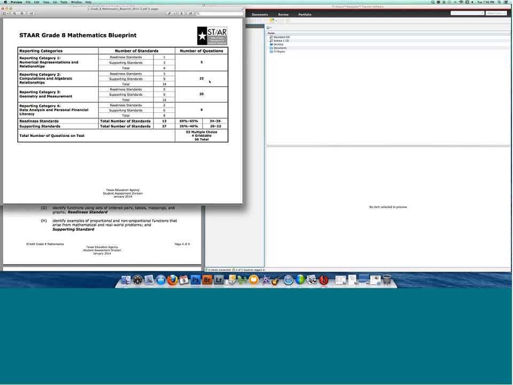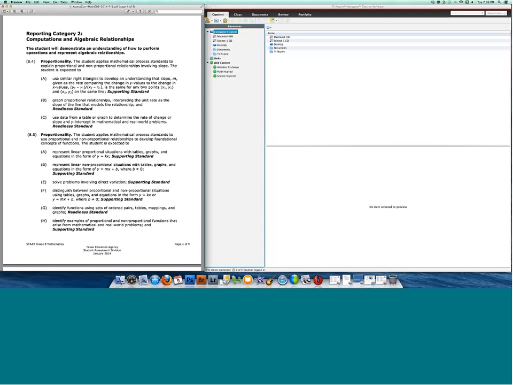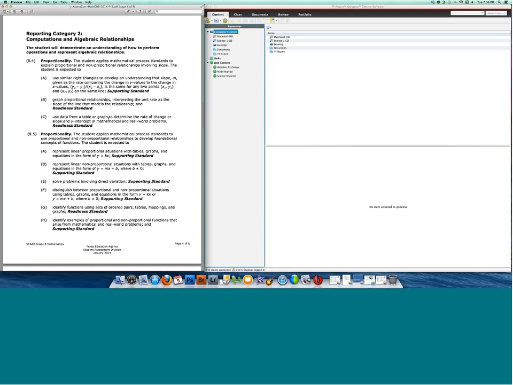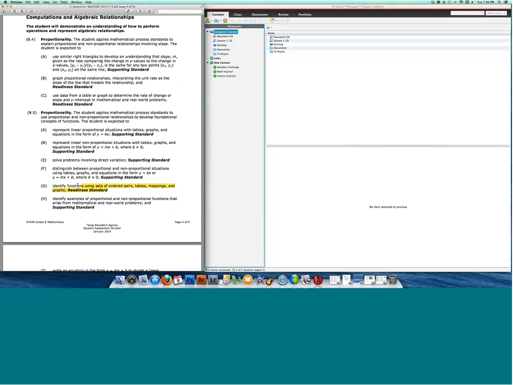So here's the blueprint. Essentially, what I was mentioning was the fact that this is a really big reporting category for 8th grade. And within that reporting category, on the assessed curriculum document, we have this standard right here, which is 8.5G, identify functions using sets of ordered pairs, tables, mappings, and graphs.